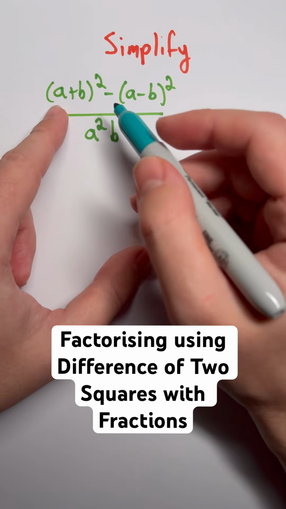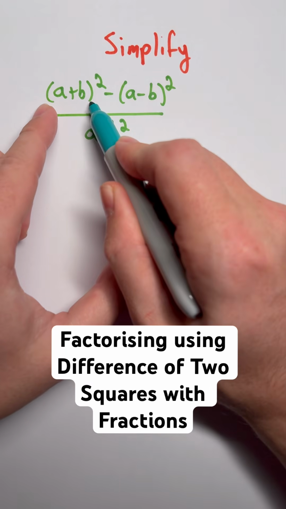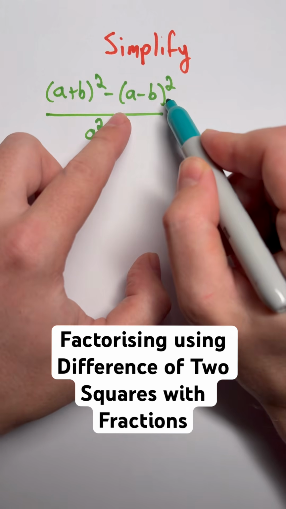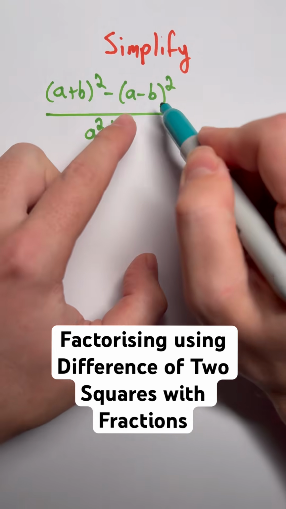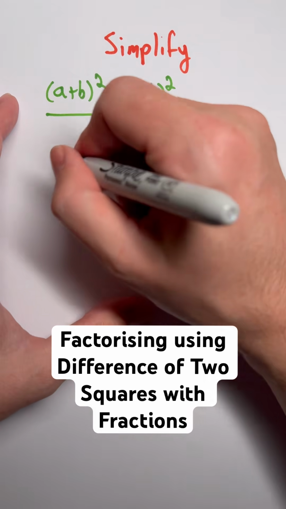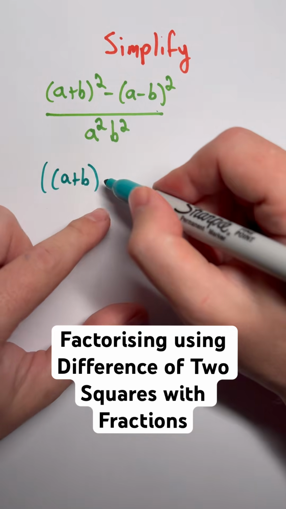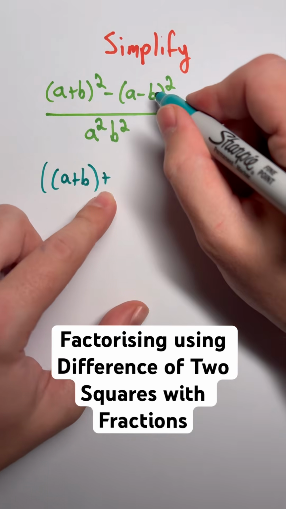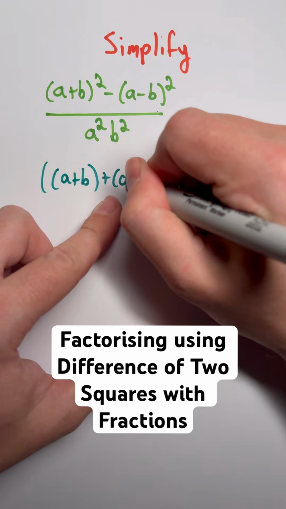How I factorize using difference of two squares is I square root my first term plus the square root of my second term, and I do the exact same thing, square root of the first term minus the square root of the second term. So if I square root a plus b squared, that is just going to be a plus b. And I'm going to add that to the square root of my second term. Well, the square root of a minus b all squared is just going to be a minus b.